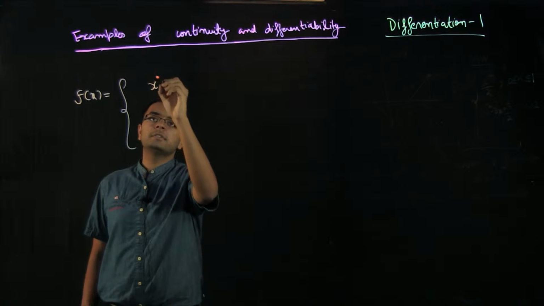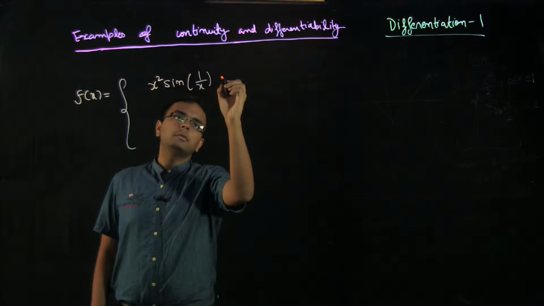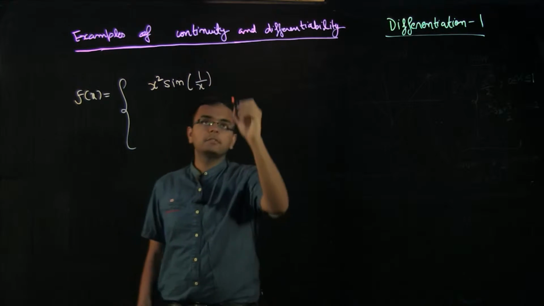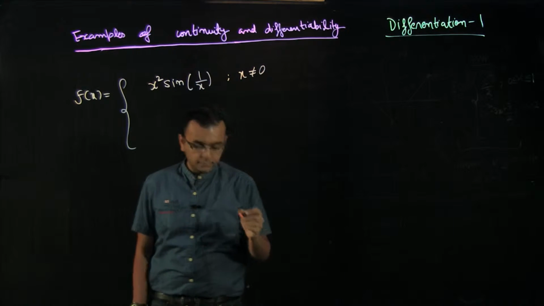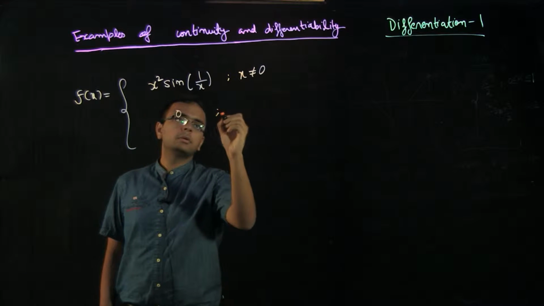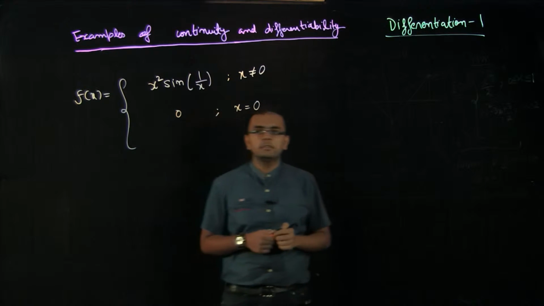So the function says x square sine 1 by x for x not equal to 0, and 0 for x equal to 0. So the function f(x) is something like this.